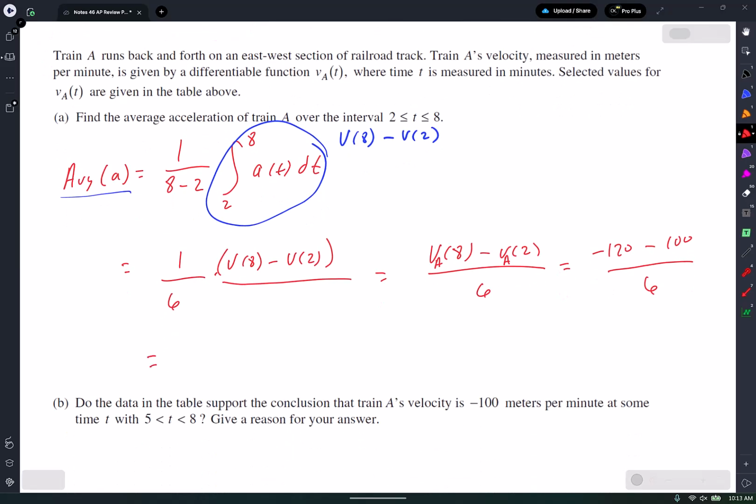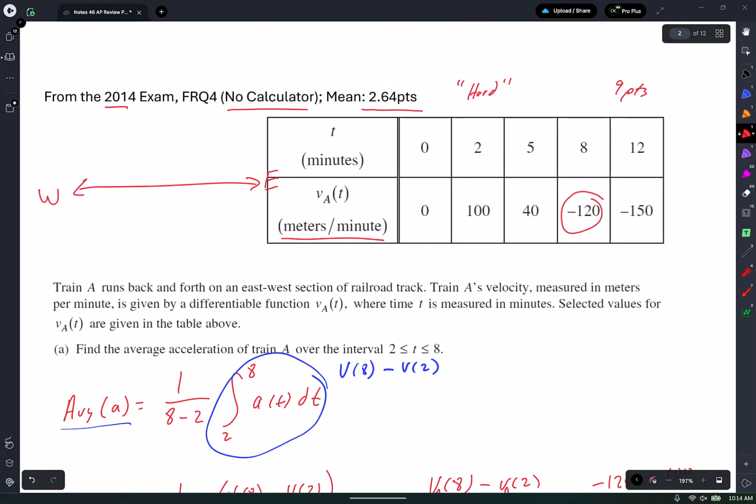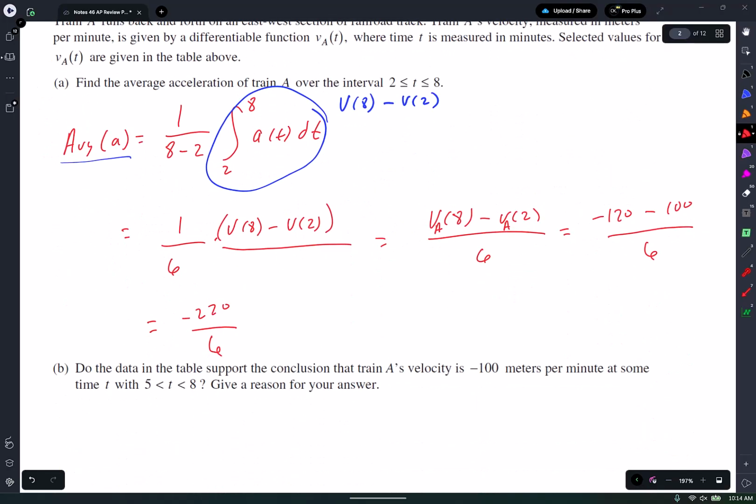So negative 120 minus 100. Remember, we have no calculator. Negative 220 divided by 6. Okay. If it has units, put units. The top is meters per minute, and the bottom is meters per minute per minute.